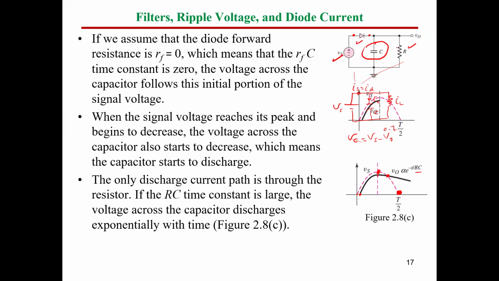When will this diode be turned on again? It will be turned on if the voltage at the supply side, the anode voltage, becomes greater than the voltage across the capacitor by the turn-on voltage. In this case, the diode starts conducting current again, the capacitor will charge again, and this cycle will be repeated.